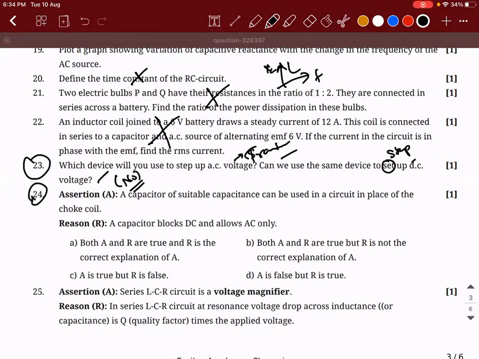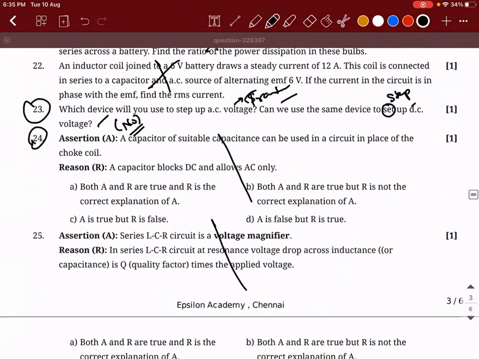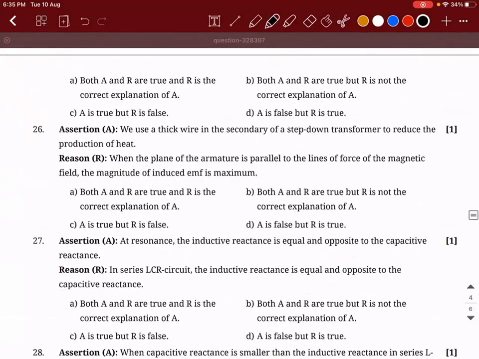Right. Now what about 24? A capacitor of suitable capacitance can be used in a circuit in the place of a choke coil. Okay, this choke coil and all are not there for you. Cancel it. Voltage magnifier, cancel it. 26th, right.